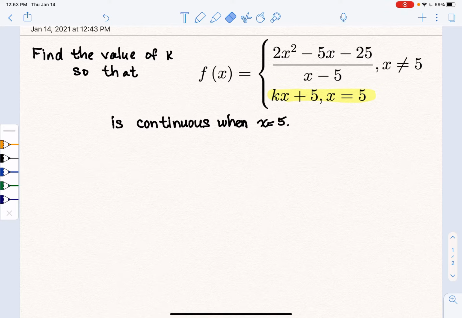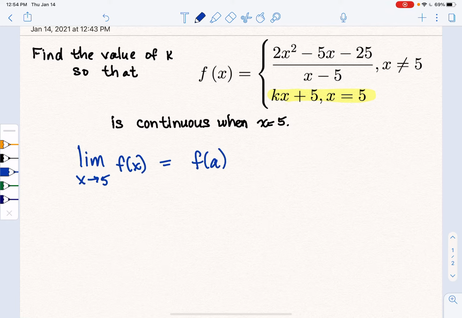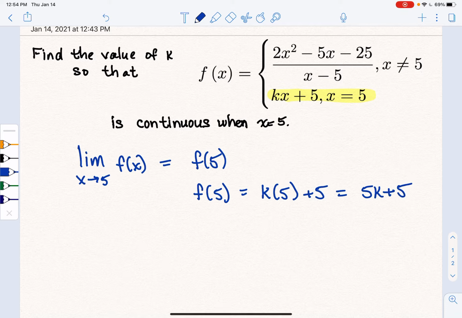So here's the definition. We know that a function is continuous at x equals 5 if the limit as x approaches 5 of the function is equal to the actual value of the function. Let's just figure out what we can do first. I know that f of 5, based on the highlighted yellow piece of the function, is equal to k times 5 plus 5, which is basically just 5k plus 5.